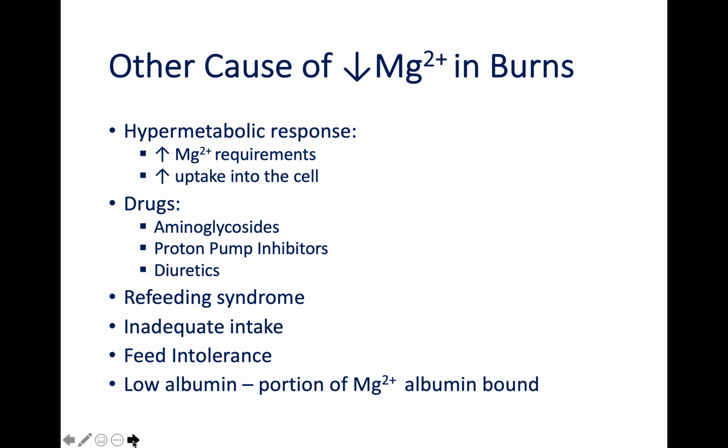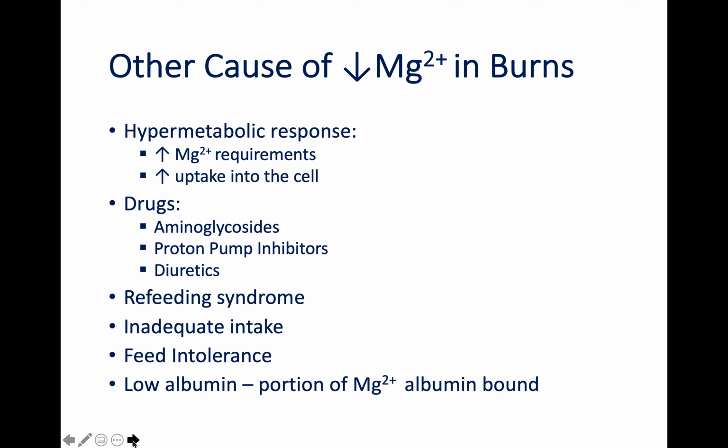Certain drugs such as aminoglycosides, proton pump inhibitors, and diuretics all influence the renal excretion of magnesium and can increase the renal excretion, resulting in hypomagnesemia. Patients that have been sitting at a base hospital for a prolonged period of time with a large burn and haven't been receiving additional or supplemental feeding, such as NG feeds, can develop refeeding syndrome when they present to a center where they are started to be fed, and that in itself can result in altered magnesium metabolism and hypomagnesemia.